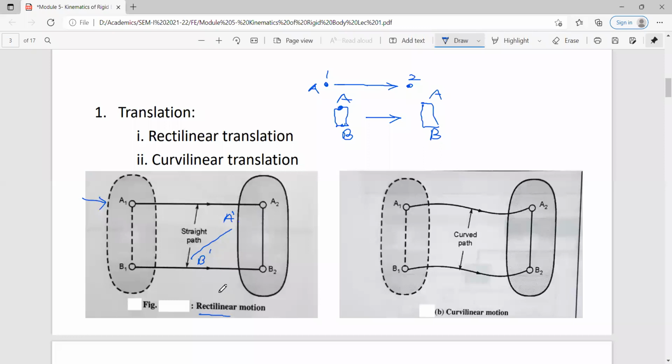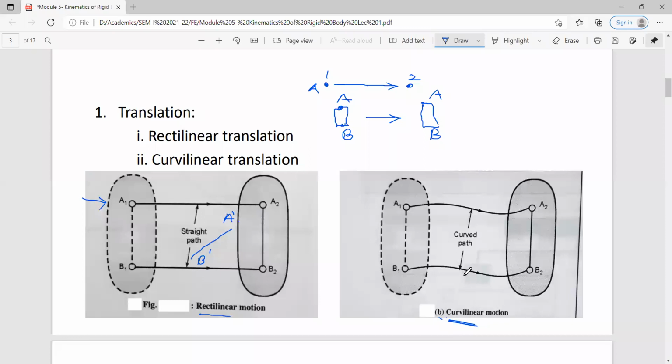Rectilinear motion. In this, the particles of the body travel in parallel straight paths. Parallel straight paths, you can say. Then there is another kind of translation which is known as curvilinear translation or curvilinear motion.